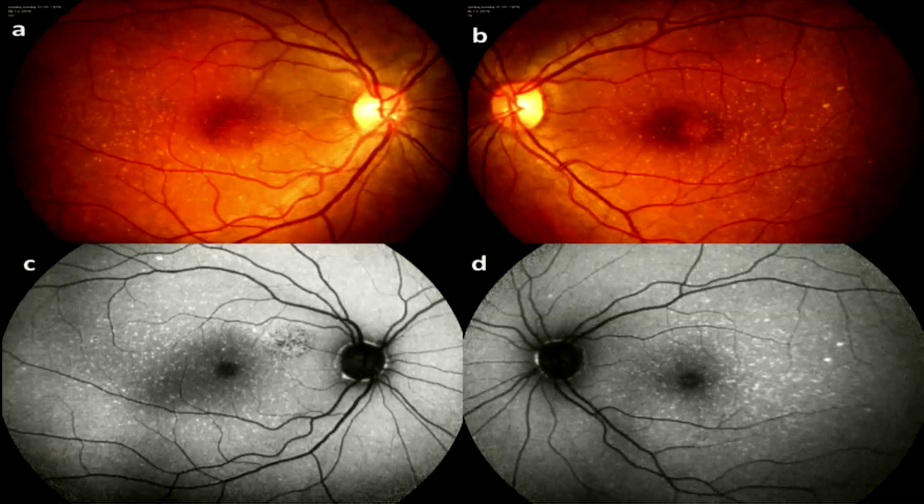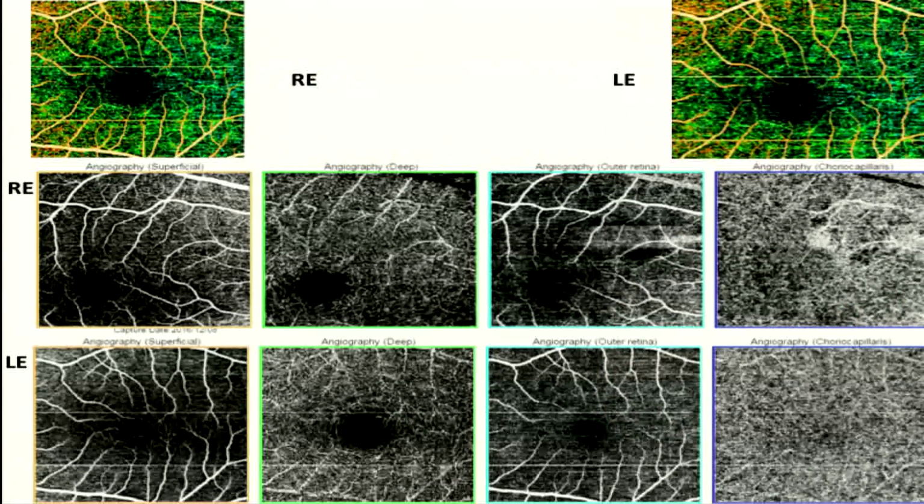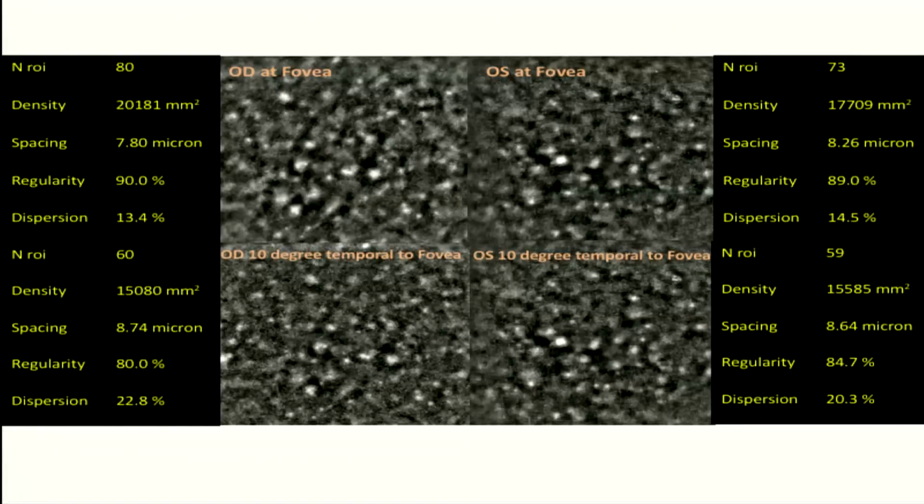So this is a case of crystalline dystrophy. This is the multimodal imaging, B scan, OCTA, and this is the AO map, in which the density is reduced from around 30,000 cells per mm square in the right eye, OD, to around 17,000 in the left eye.